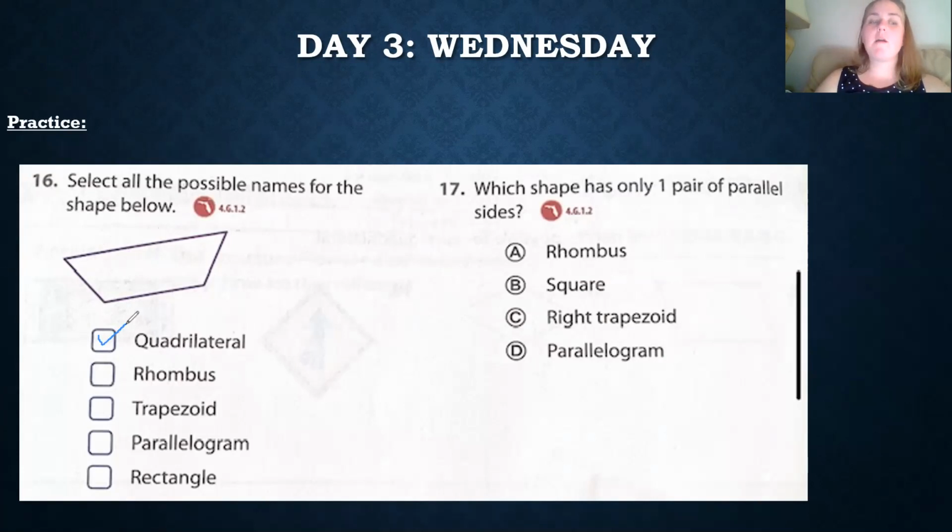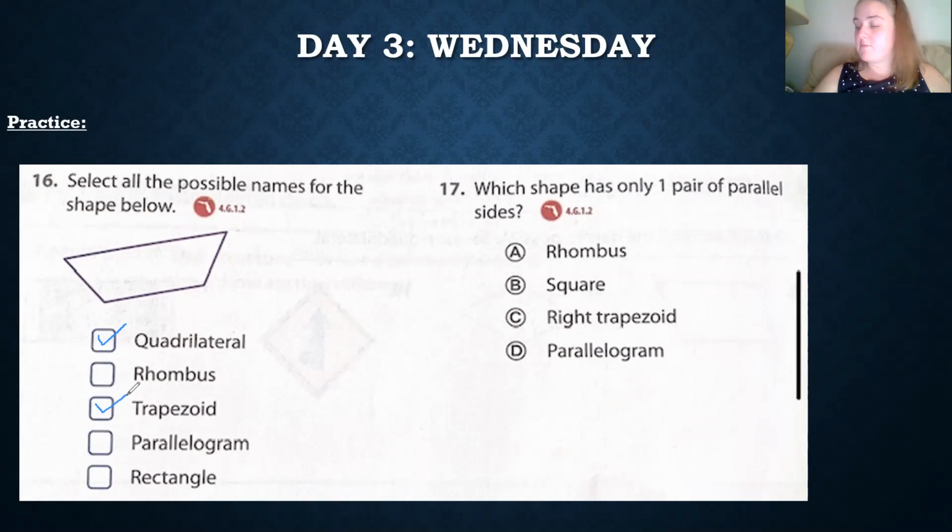For it to be a rhombus, it says a quadrilateral has opposite sides that are parallel and all sides are the same length. These are not the same length, so we know it's not a rhombus. A trapezoid is a quadrilateral with only 1 pair of parallel sides. If I kept going with these lines, they would eventually cross. It'll only have 1 pair of parallel sides, the top and the bottom. So this would be a trapezoid.